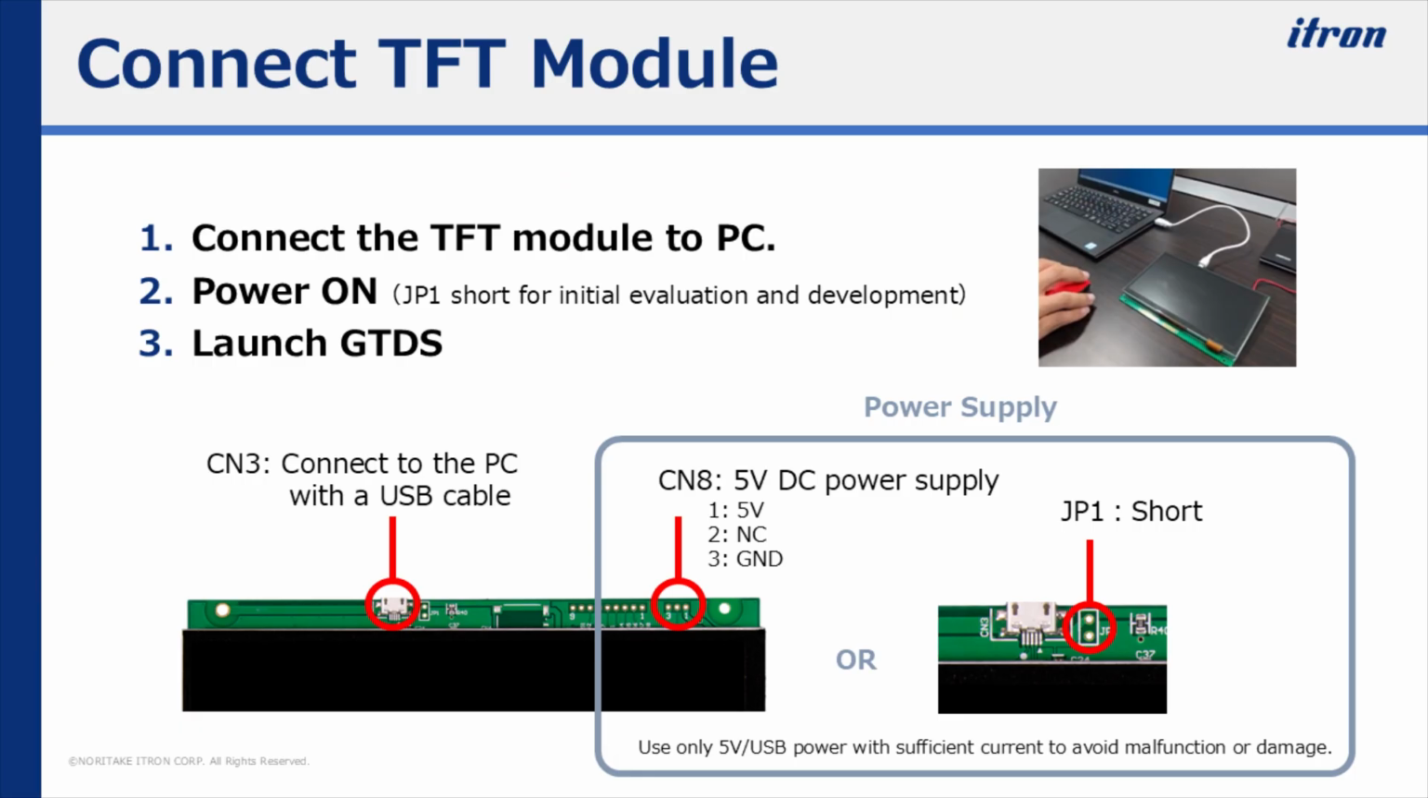Next, connect the TFT module to your PC. Use a USB cable to connect CN3 of the TFT module to your PC. Then supply power to the module. Connect a power cable to CN8 of the TFT module. For initial evaluation and development, you may simply short JP1 to supply power directly from the USB cable. Please use either method to power the module.